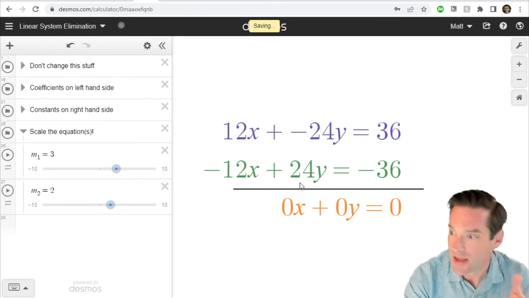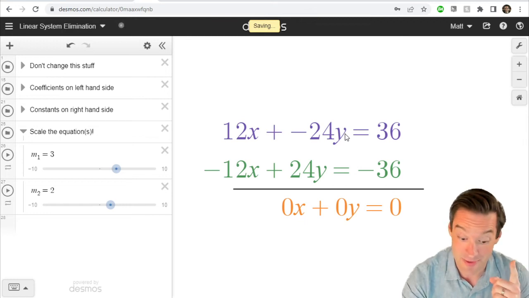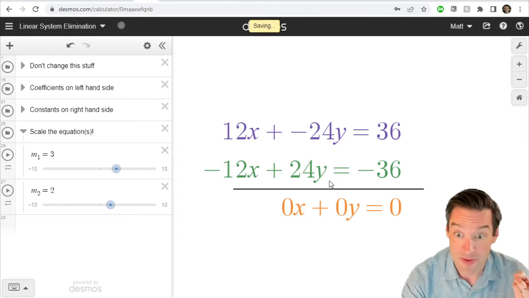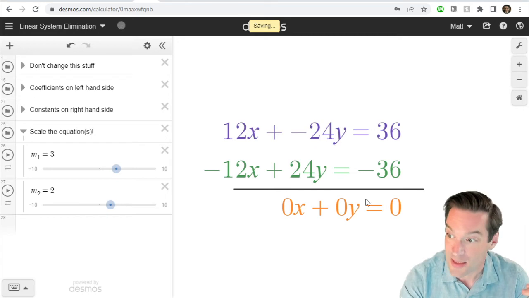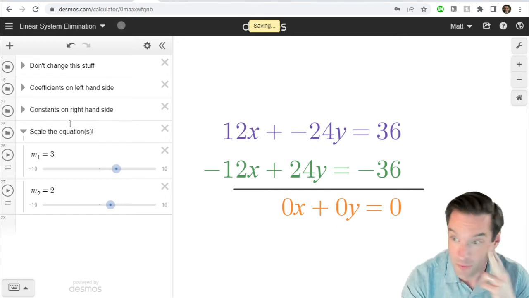And so what that's telling me is that any x and y which meets one of these equations will also automatically meet the other one, right? So that's telling me that these two lines coincide with one another.